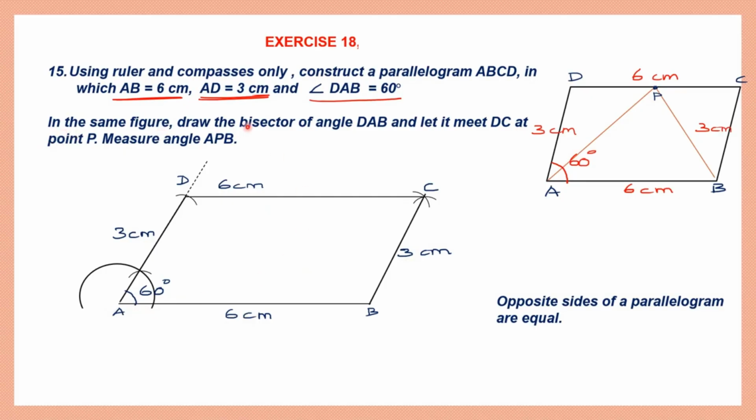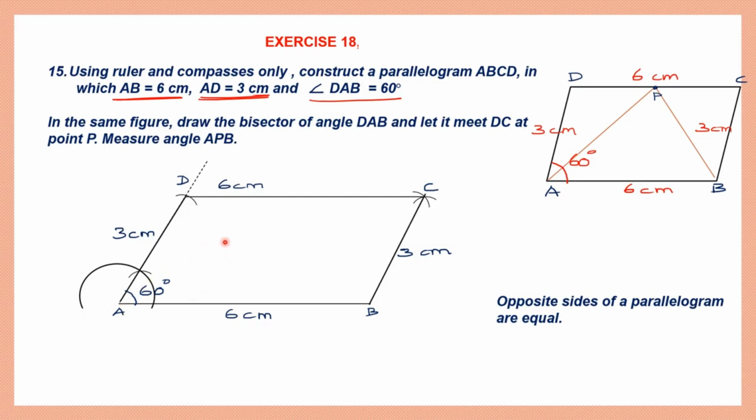In the same figure, draw the bisector of angle DAB. So we have DAB. Now we have to draw a bisector of this angle. To draw a bisector, take a measurement on your compass. Place it at this point of intersection of this arc with this line AB and draw an arc. Now bisector means half of 60. So it will come somewhere here, isn't it? So draw half of 60.